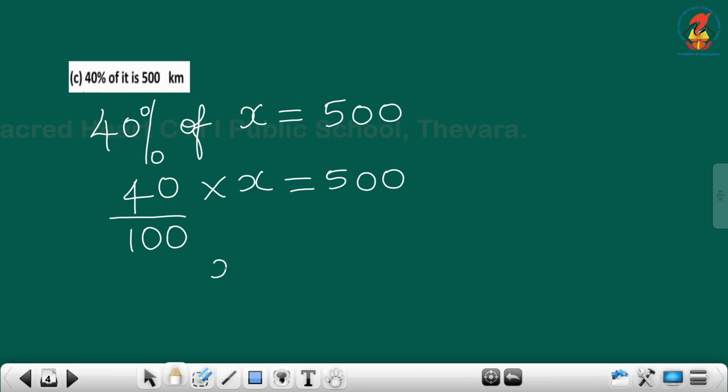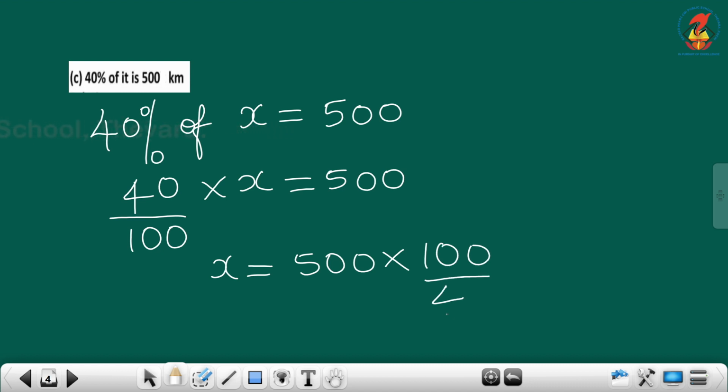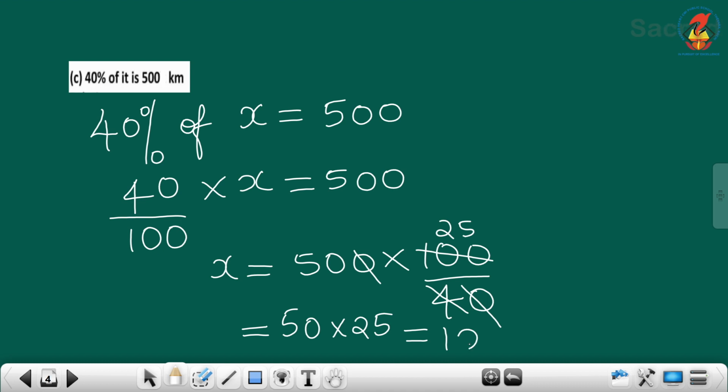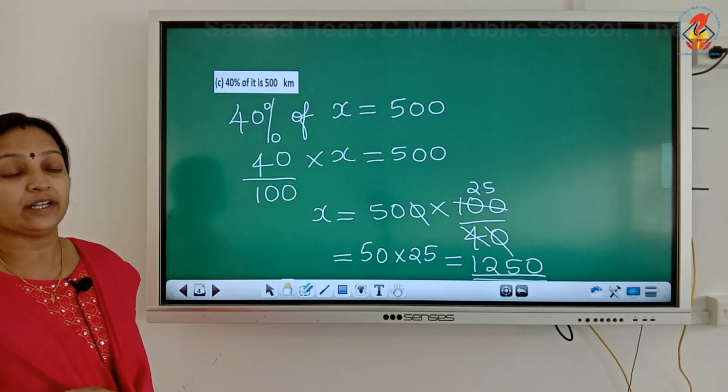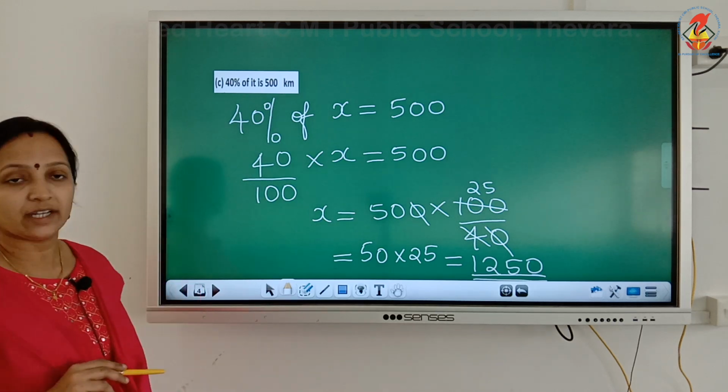Use the transposing method. x is equal to 500 into 100 by 40. Okay, cancel one 0. What you will get? 100 divided by 4. What is the answer? 25. So 50 into 25, what is the answer? 1,250. So what does it mean, children?